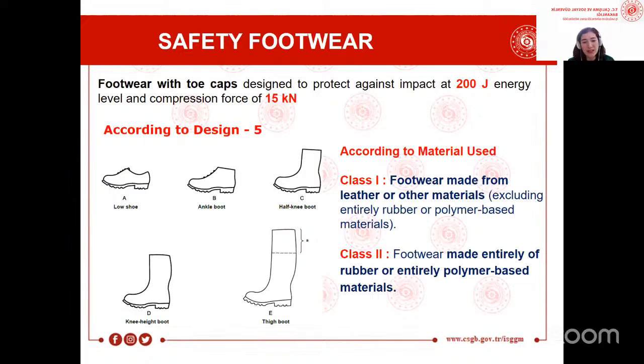Safety footwear is footwear that is equipped with a toe cap, providing protection against an impact of 200 joule and a compression force of 15 kilonewton. We can see these design figures. A is for low shoe, B is for ankle boot. There are half knee boot, knee height boot, and thigh boot. According to the material used, class 1 is footwear made from leather or other materials, excluding footwear entirely composed of rubber or entirely composed of polymeric materials. Class 2 is for footwear entirely made of rubber or entirely polymer based.